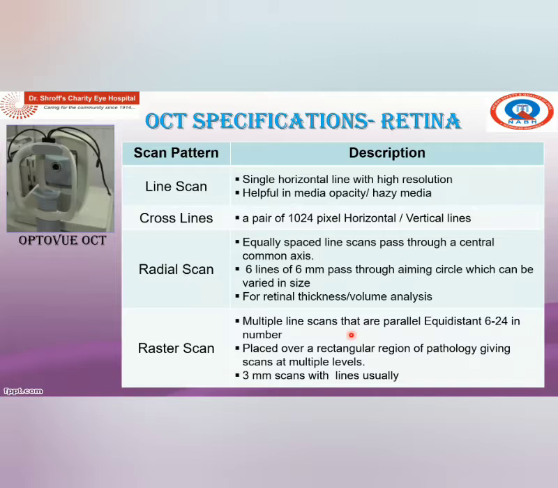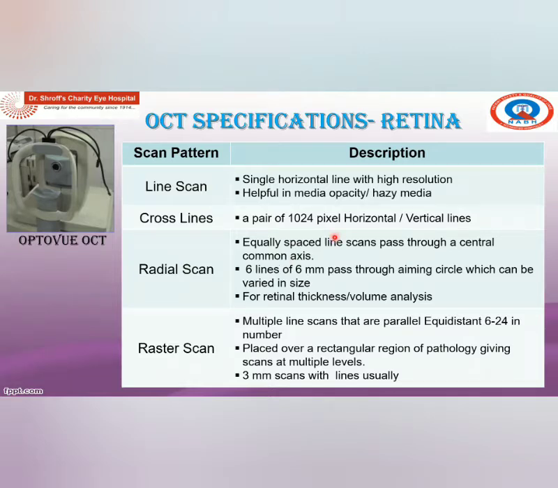And raster scan means multiple horizontal line scans. It can be 6 or 24 in number, and it gives a rectangular region of pathology at different levels of the retina. This is usually 3 mm, and we use it in our normal routine practice. So these are the 4 major scans: line scan, cross line scan, radial scan, and raster scan, in which we are capturing the different areas of the retina. Am I clear with these 4 scans?